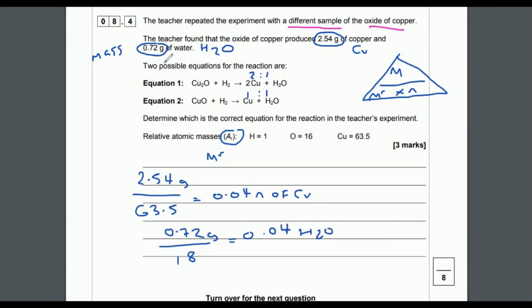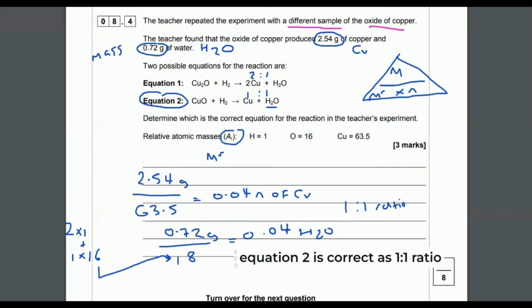So which equation above is right? The one where they're in a ratio of 2 to 1 or 1 to 1? We've got an identical amount of moles of copper and moles of water. So what does that tell us? That tells us it's in a 1-to-1 ratio. The amount of copper to water is the same, 1-to-1. So which equation is correct? It's equation 2, because in equation 2, you have 1 lot of copper for every 1 lot of water. And there we go. How many marks did you get?